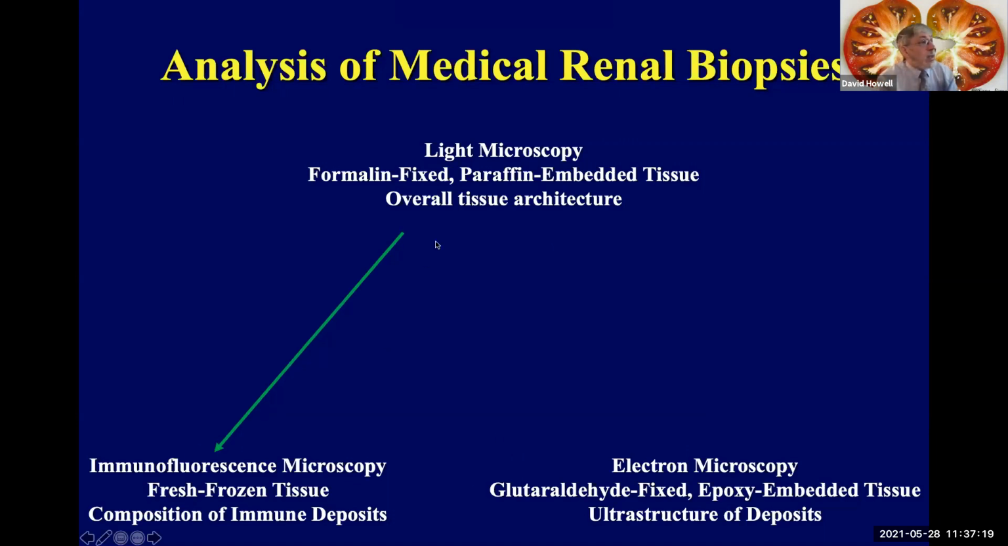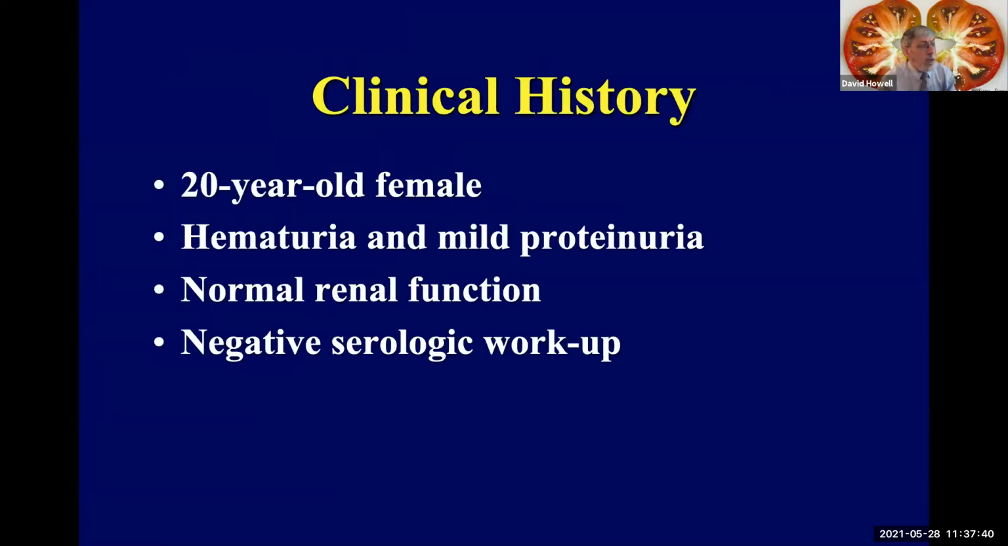A more recent technique, developed in the last maybe 5 to 10 years, is to take tissue sections from the paraffin block, deparaffinize them, treat them with heat and proteolytic digestion to open up the conformation of the proteins that have been cross-linked by the formalin, and then do immunofluorescence. I'll illustrate with a case biopsy from a 20-year-old female who presented mostly with hematuria, but not much else going on in the workup.